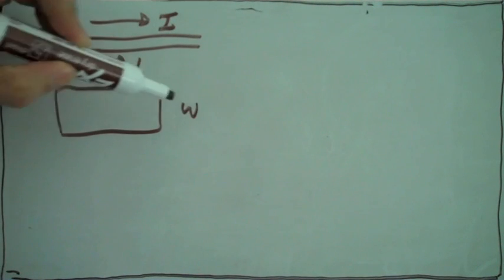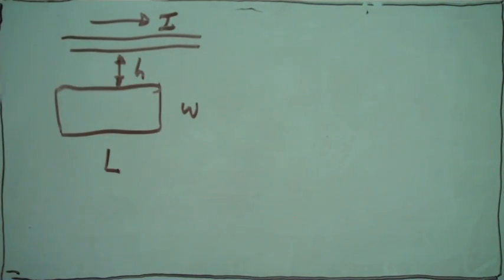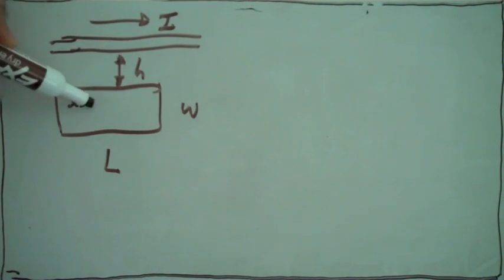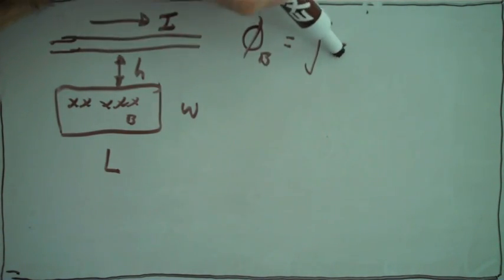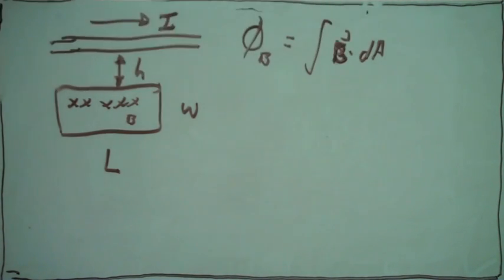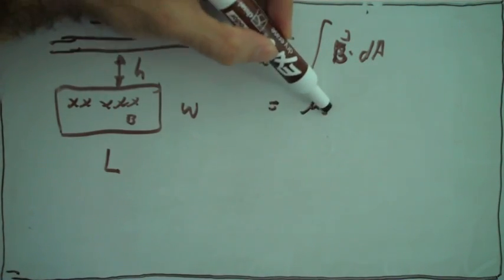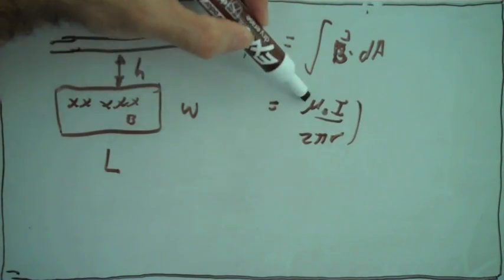So in this problem we have a wire with a current I, and down here there's a square loop, a distance h away from the wire with these dimensions, and this wire produces a magnetic field going into the board everywhere inside the loop. So the flux through the loop is given by this, and the magnetic field that the wire produces is equal to this.